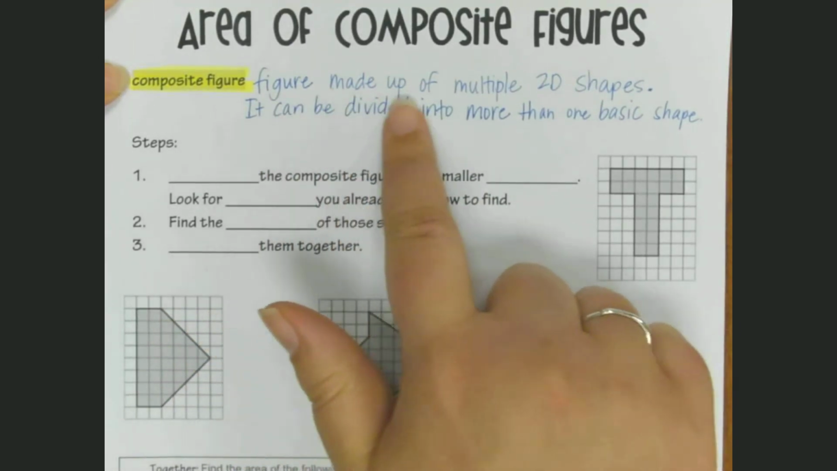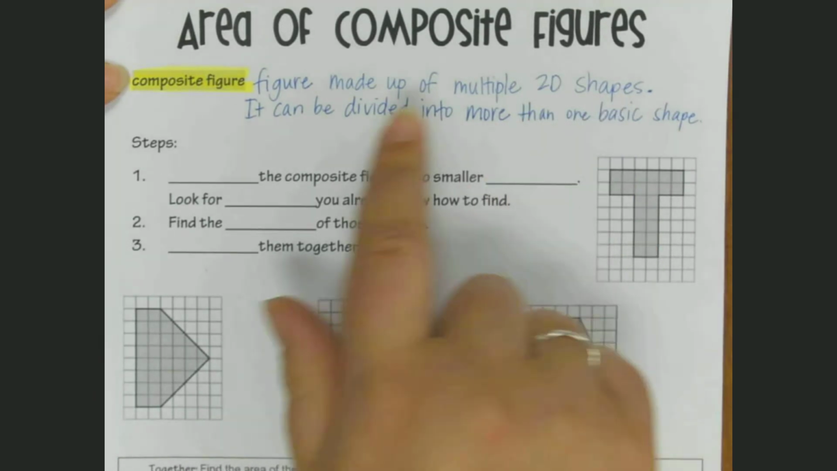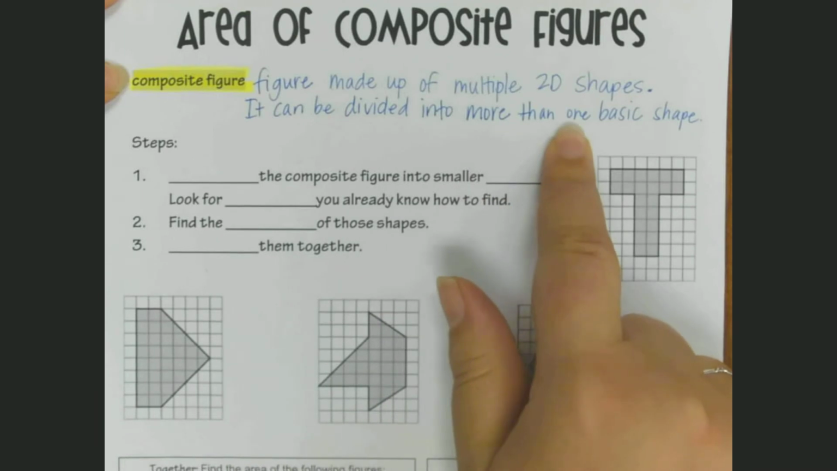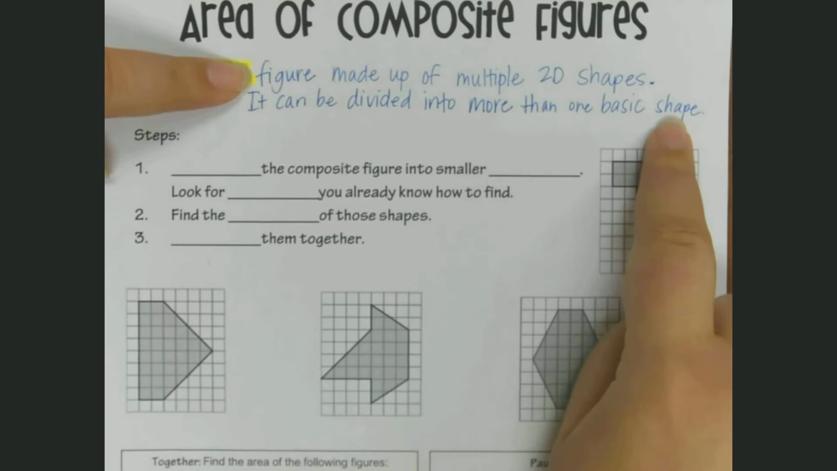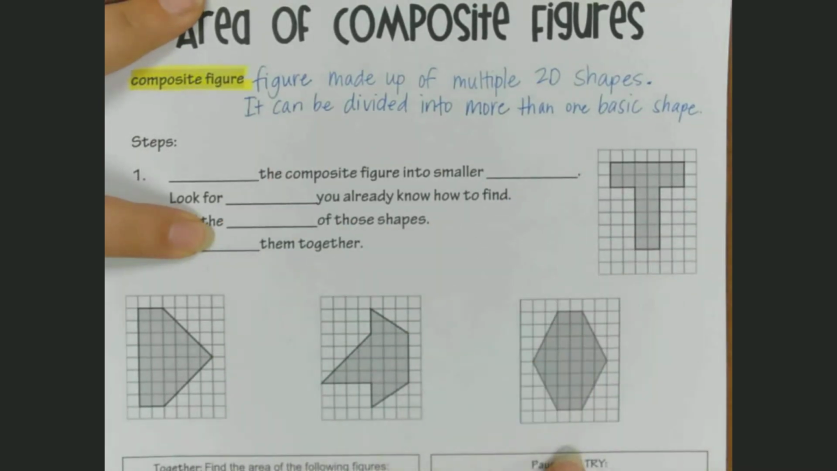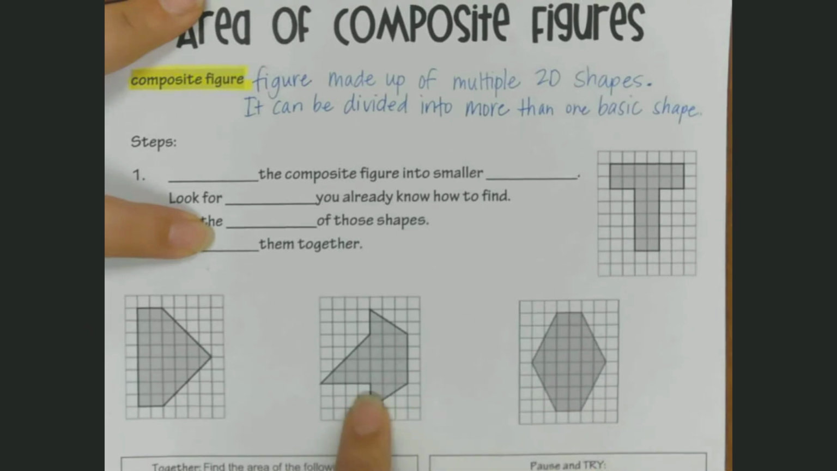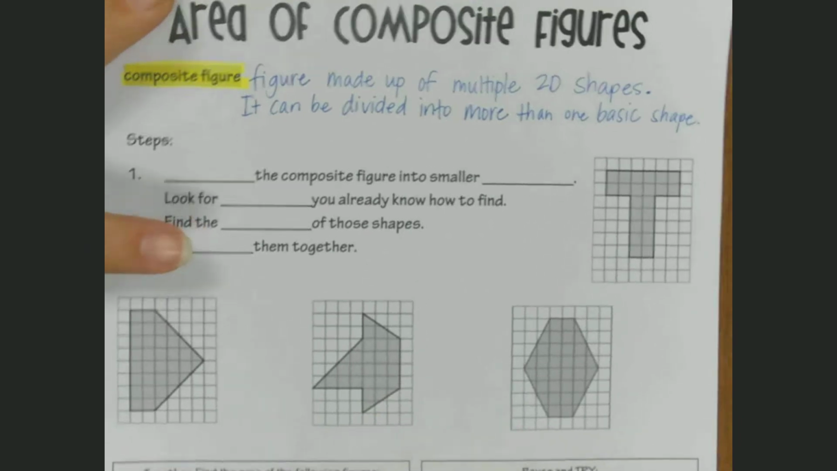A figure made up of multiple 2D shapes, okay? So it can be divided into more than one basic shape. Notice that a shape is different than a figure. A shape is the common things that you already know. Triangles, rectangles, squares, shapes that are common. Figures are not common shapes. Like this is not a well-known shape. This is a weird shape. It is not a shape, so it's called a figure. If it's not a common known shape, then it's called a figure instead. Okay?